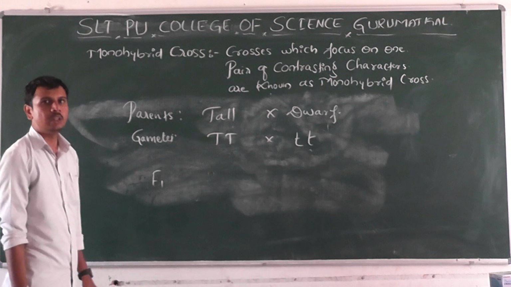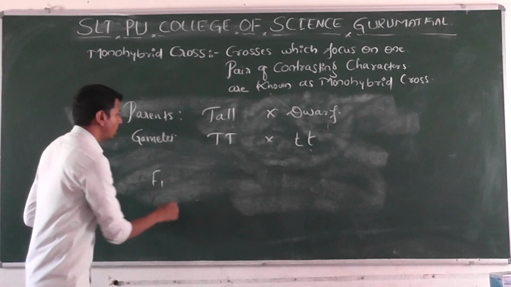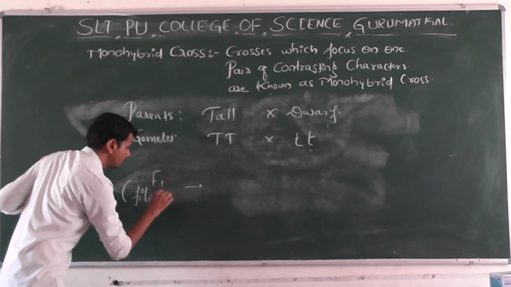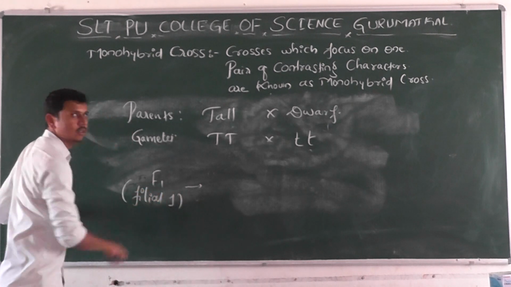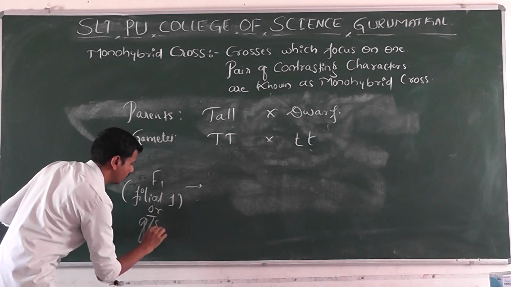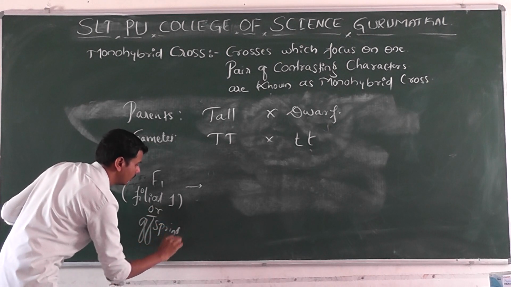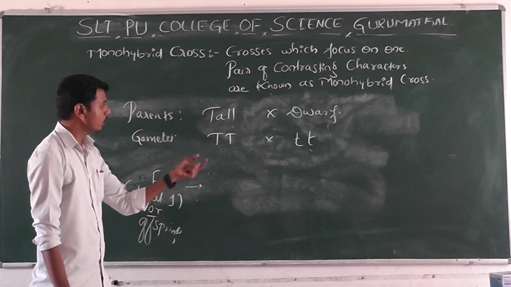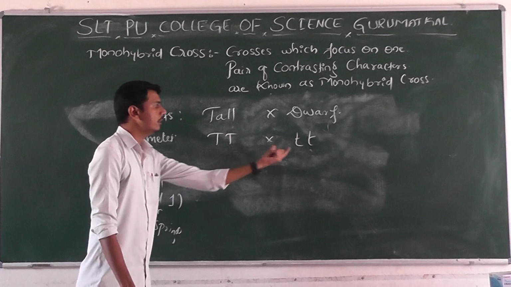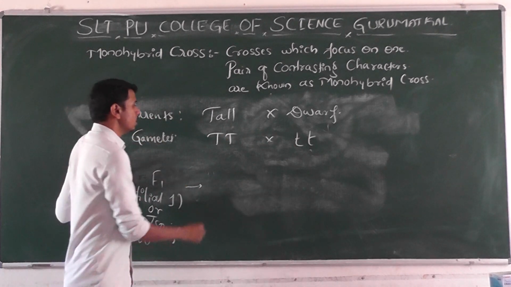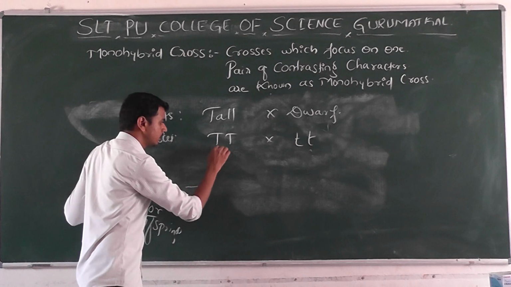F1 generation. So what does F1 generation mean? Filial means offspring. So now we are going to cross between the tall and the dwarf. What are we going to get in the F1 generation? So how are we going to make the cross?